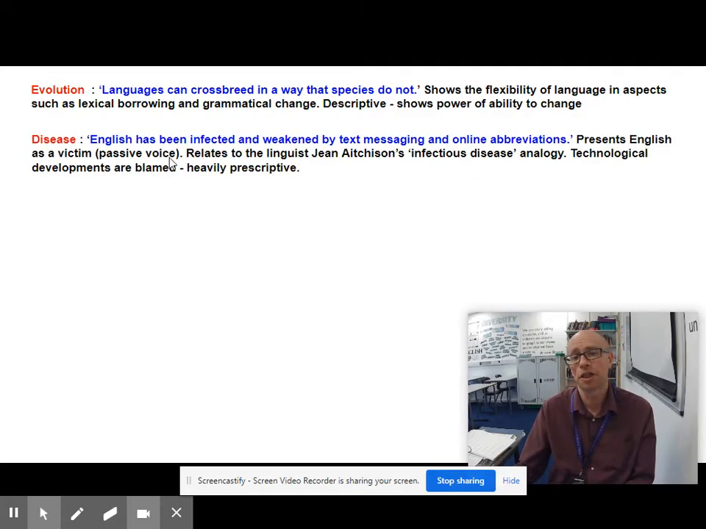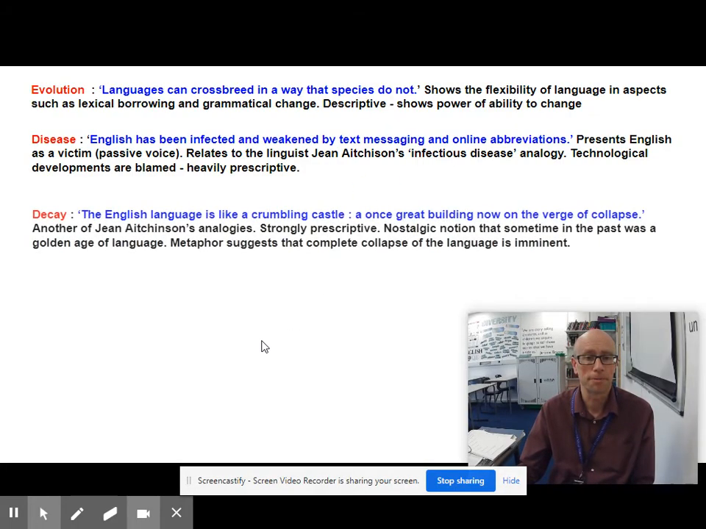Disease, we've got English has been infected and weakened by text messaging and online abbreviations. So this presents English as a victim. Notice its position syntactically in the sentence there with the passive voice. Has been infected, has been weakened. This links in very nicely to the linguist Jean Aitchison's infectious disease analogy. That's explained in your AQA textbook on page 219. And here it's blaming technological developments. So it's heavily prescriptive in its viewpoint.